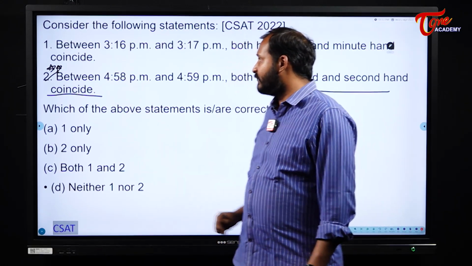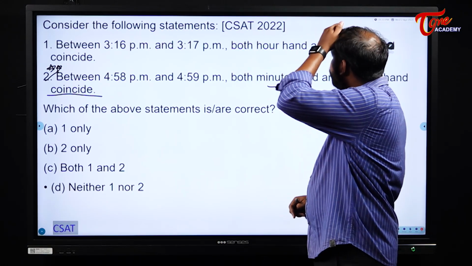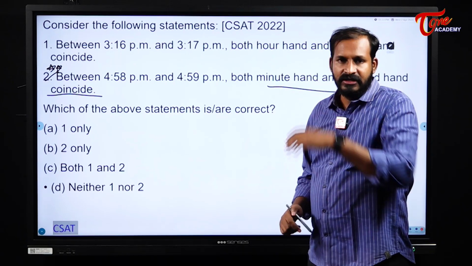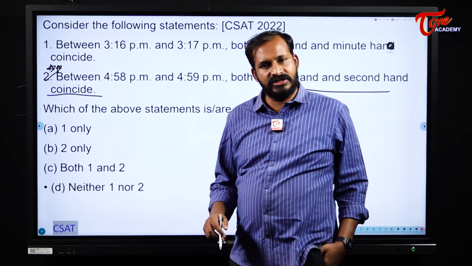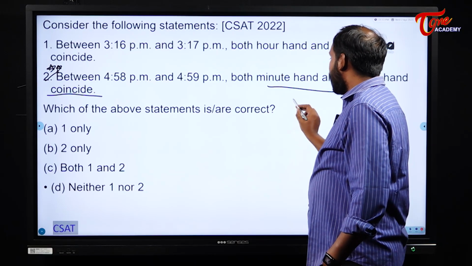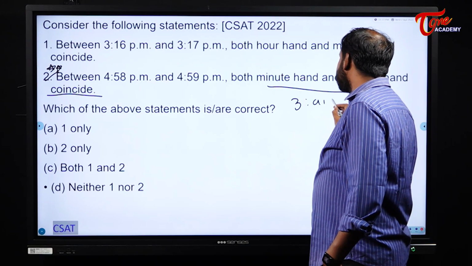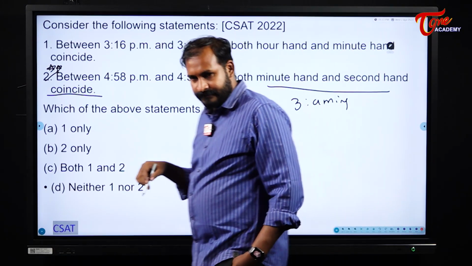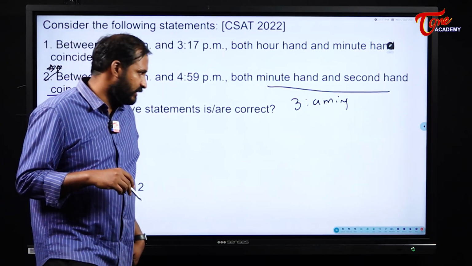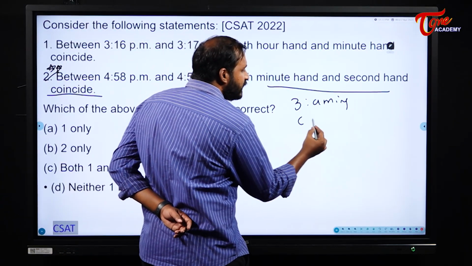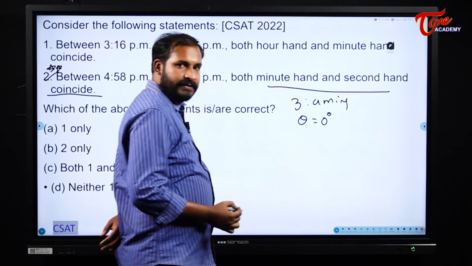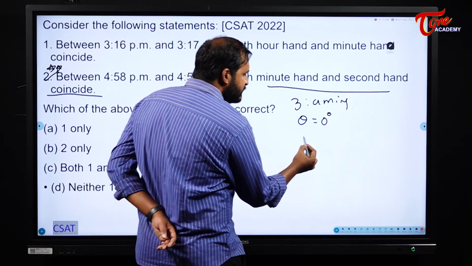Now come to my first one. Between 3:16 and 3:17 both the hour hand and the minute hand coincide. Coinciding means what? Theta is equal to 0 degrees. We will check there. I will assume that at 3 o'clock and A minutes my two hands will coincide. So, what theta value will we take here? 0 degrees.